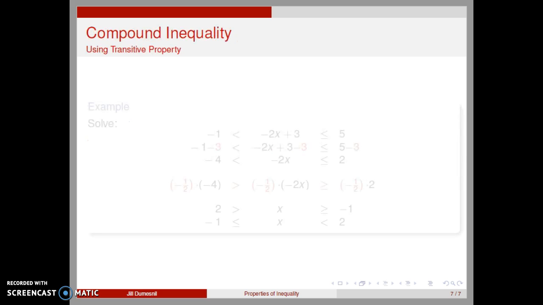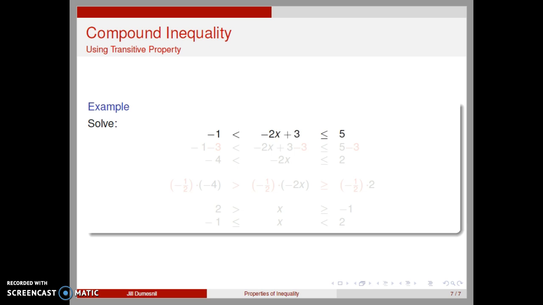A compound inequality is a statement that involves more than one inequality. A common type of compound inequality is used to indicate that one quantity is between two other quantities.